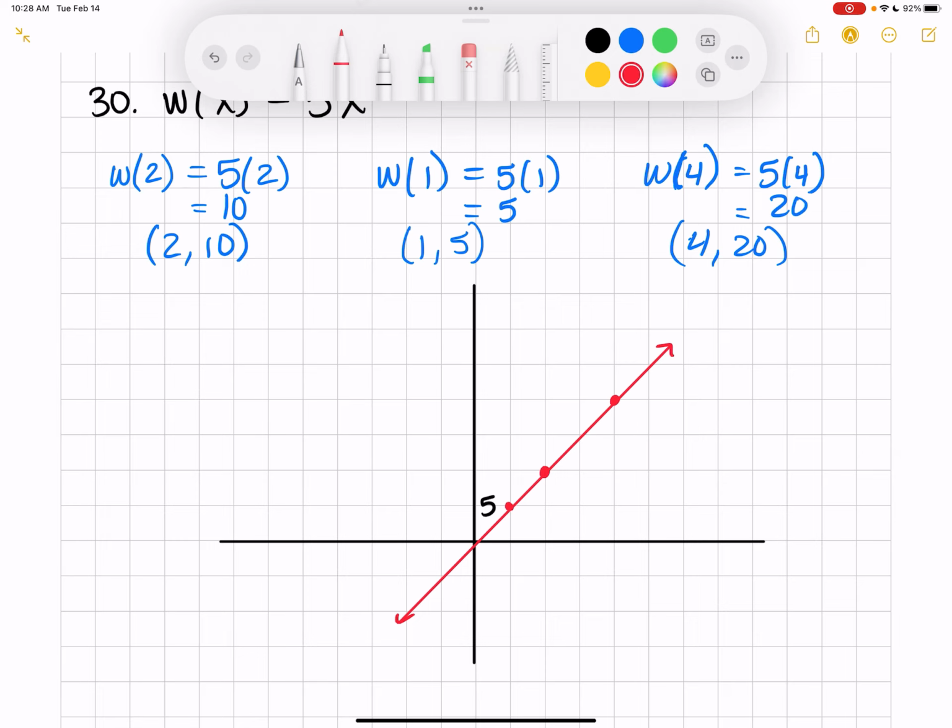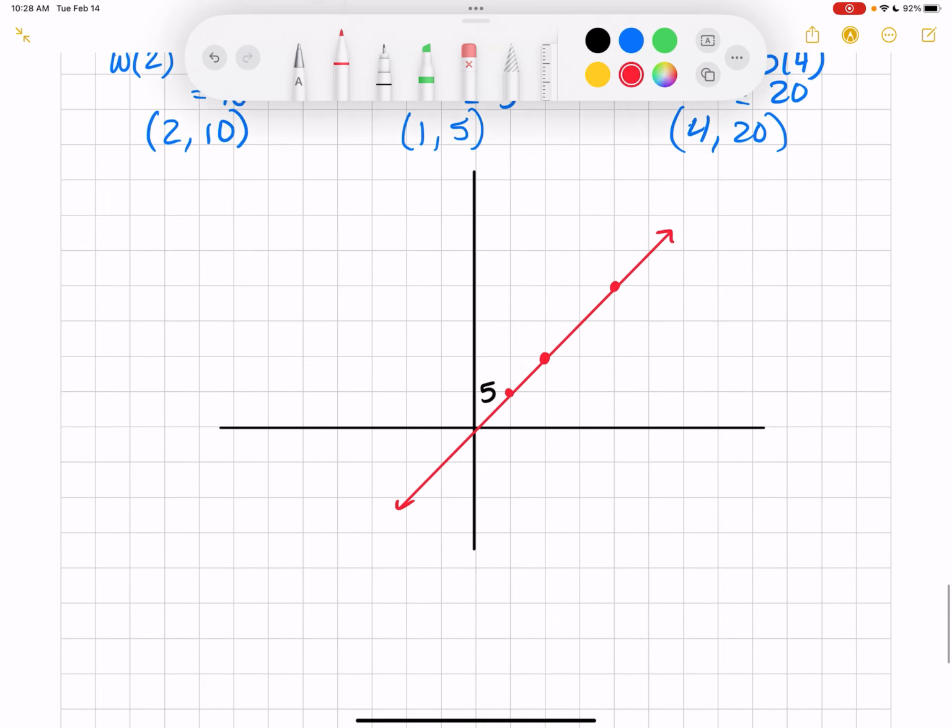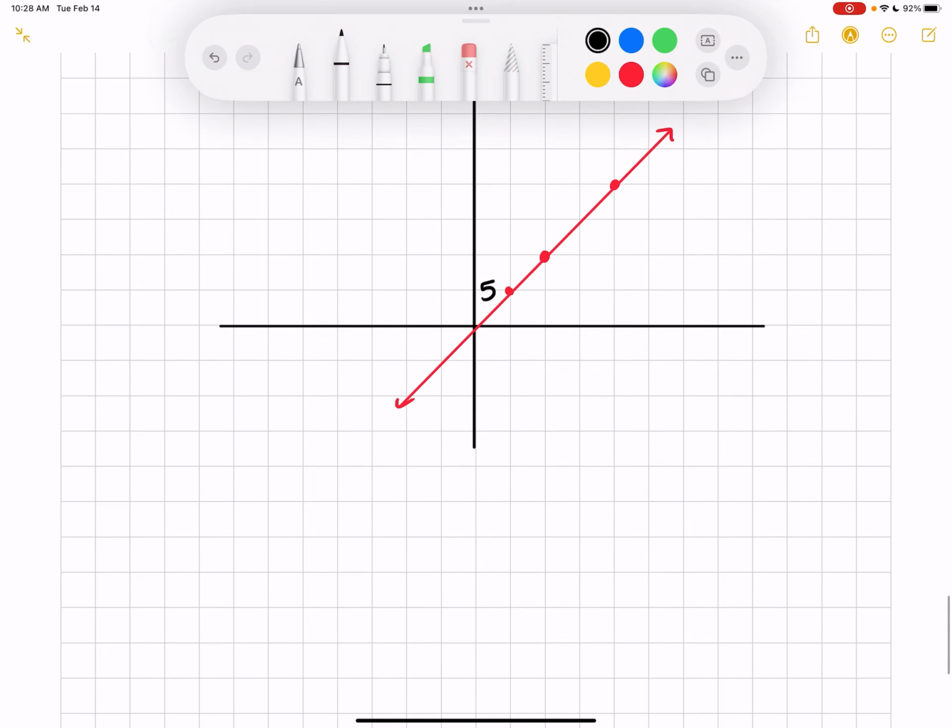Any questions about that? All right, let's do one more. Y'all seem like you're getting this pretty good. Number 34. m of x is equal to -7/2 times x. So with this one, to make life easier when you're picking points, I would choose even numbers. Do you have any idea why I would say that?